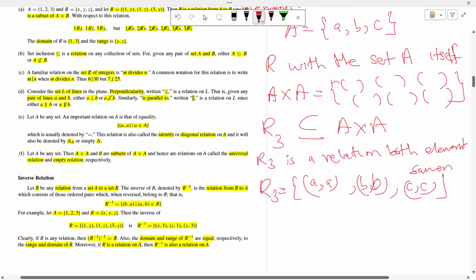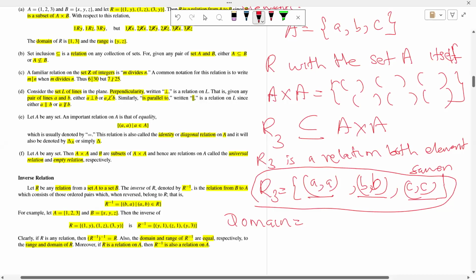Now R3 is a relation where both elements are the same elements. So in R3, what are the possible ordered pairs? (A, A), (B, B), (C, C). Now, if I ask you the domain and range of this R3, domain means in this relation, you need to take the first element of each ordered pair, and that we call the domain.